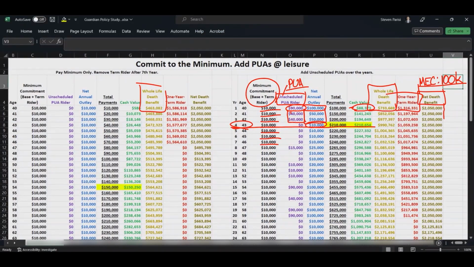Interesting, isn't it? By adding more funds into PUAs, look at the improved break even point. That's the key right there. PUAs is how you accelerate the cash value growth in a whole life insurance product.